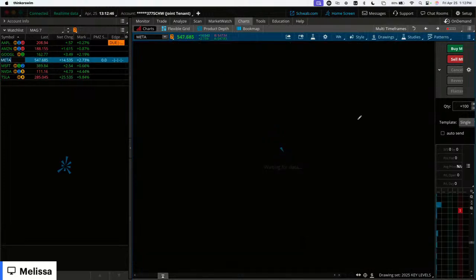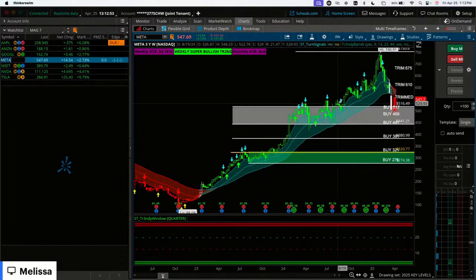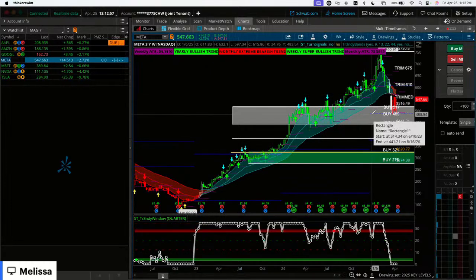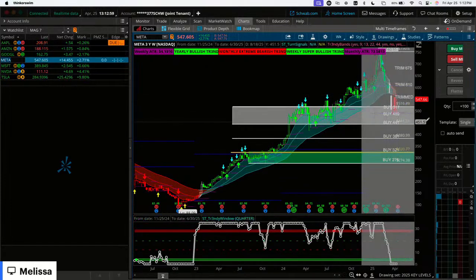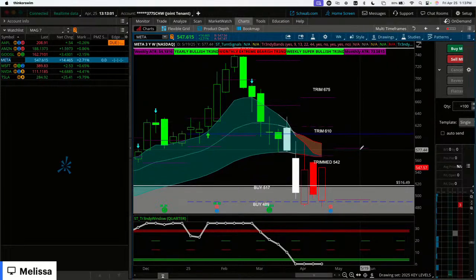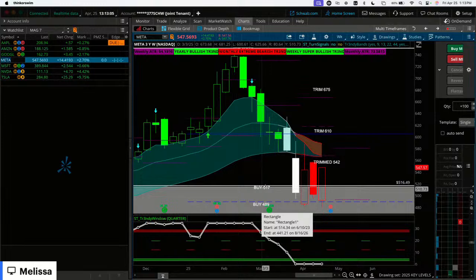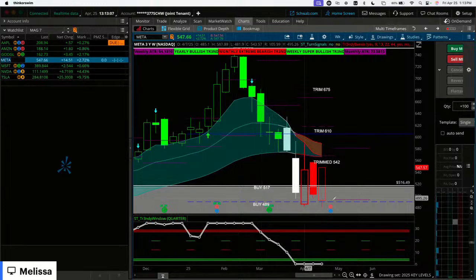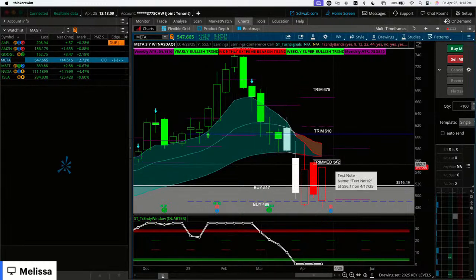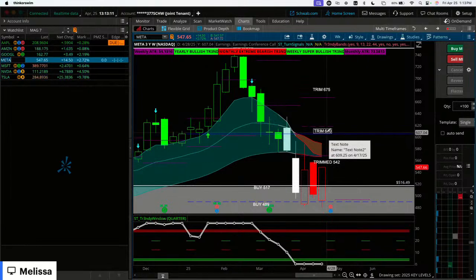For Meta, I wasn't able to get quite as allocated as I would have liked on the recent pullback. I only had 2 buys, but that's okay. I will take what I can get on this name. My last buy was at 489 and my first buy was at 517. I have trimmed at 542 and plan to trim again at 610 and 675 for Meta.